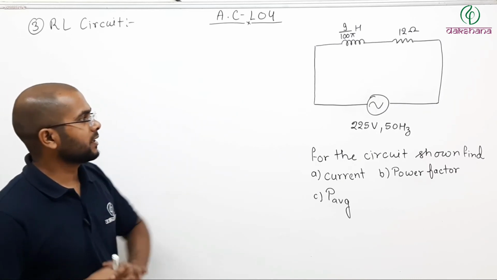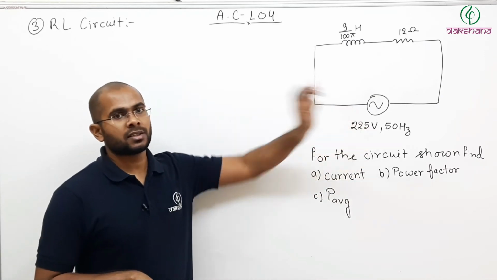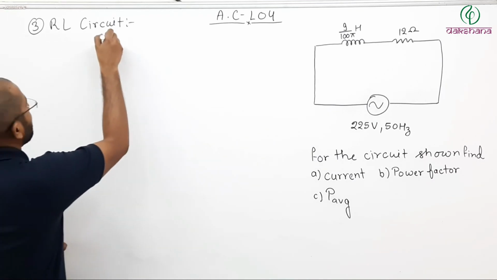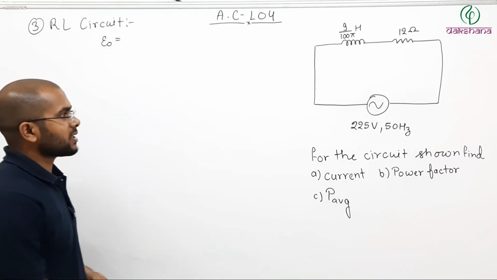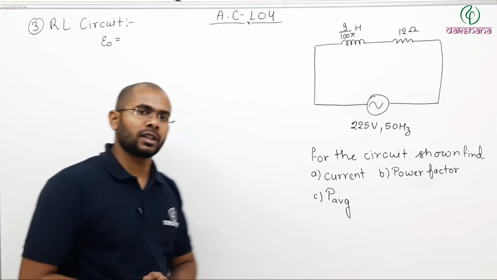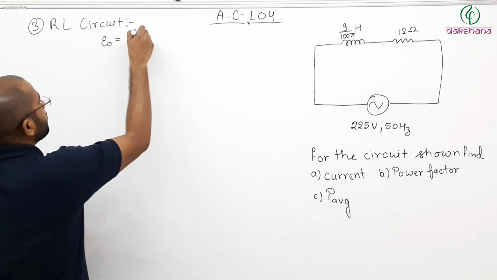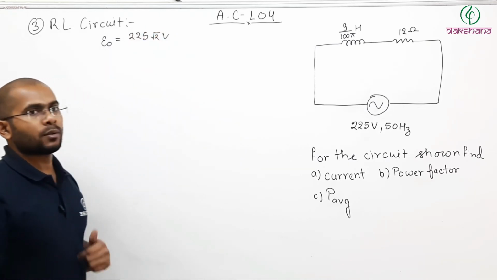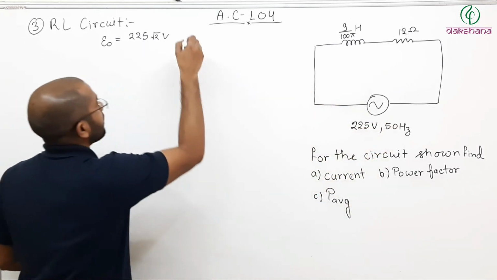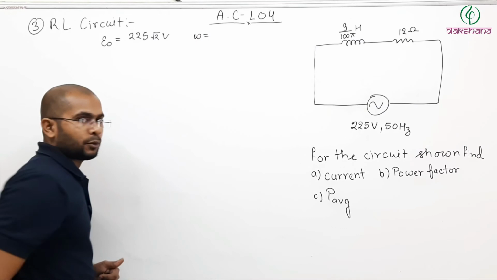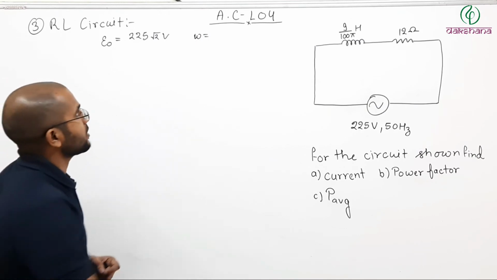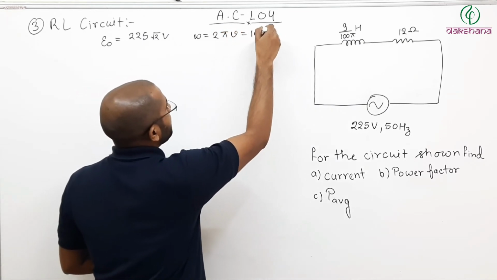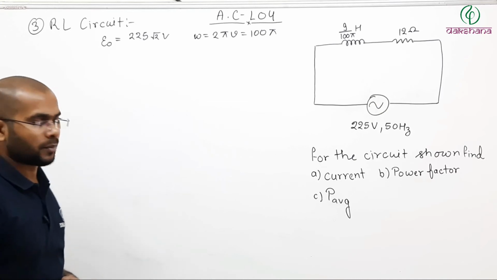In order to find the current, you need maximum potential, Z, omega and phi. Now first let us find the maximum potential E naught. If ERMS is given as 225, then E naught would be nothing but 225 root 2 volt. That is your E naught. Now what is omega? 50 hertz is the frequency. So omega is nothing but 2 pi times mu, because omega by 2 pi is frequency. So 2 pi times mu, that is 100 pi radian per second, that is your omega.